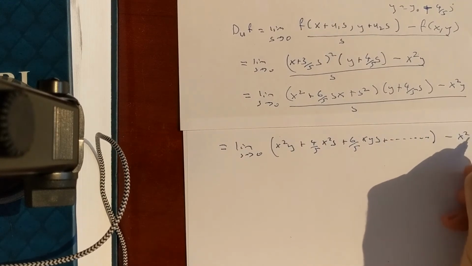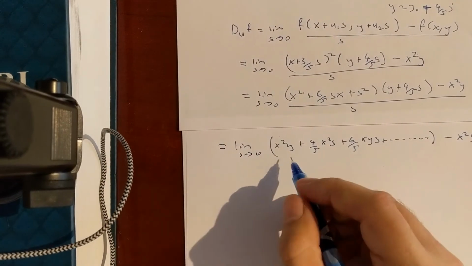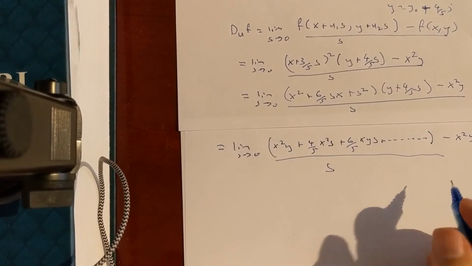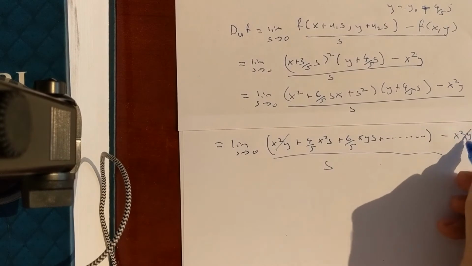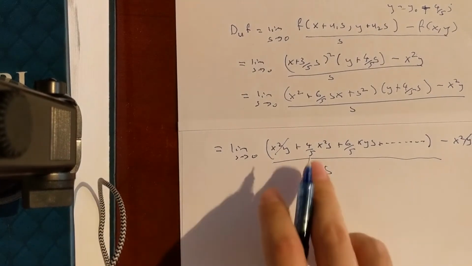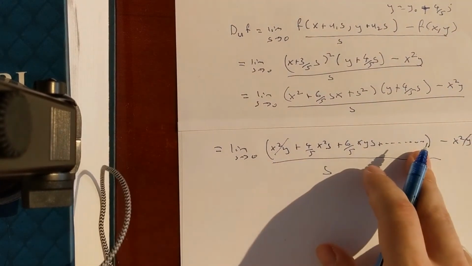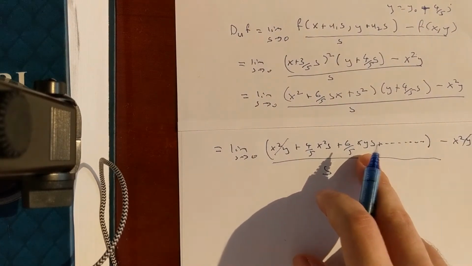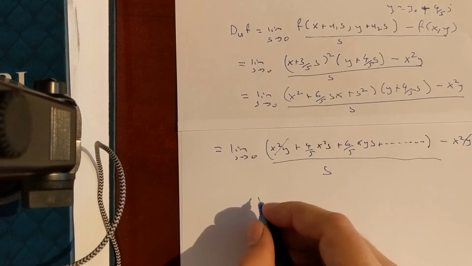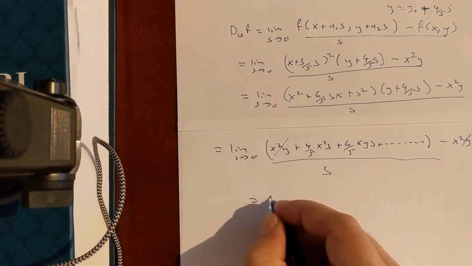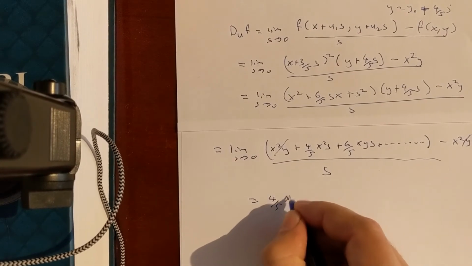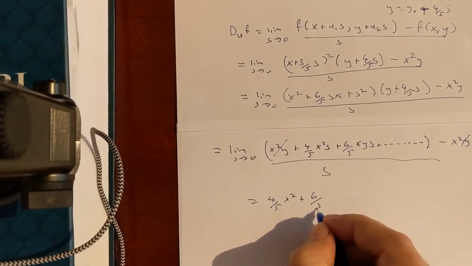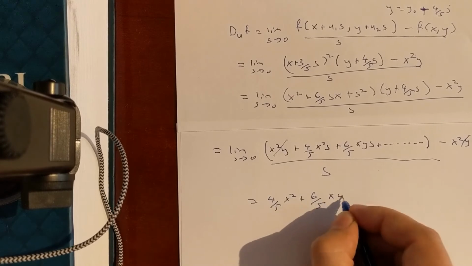Minus x squared y, all over, sorry about that, all over s. Now, the nice thing here is, of course, these guys cancel out, and I only have these terms plus some s squared terms plus some s cubed terms, so the only guys that are going to survive are going to be this. So once I cancel out the s, what is it going to be? It's going to be 4/5 x squared plus 6/5, okay, x times y.